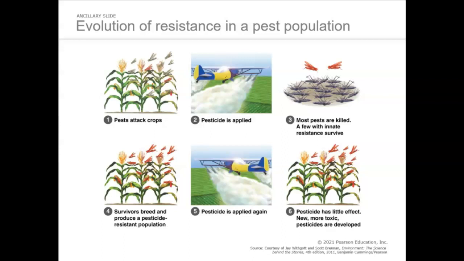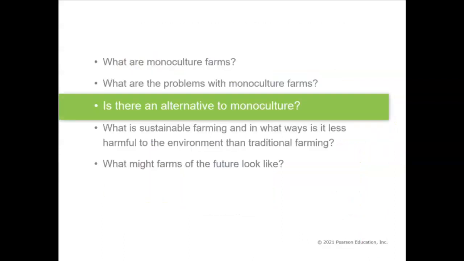When this occurs, a lot of times what farmers do is they have to resort to switching to a more deadly, toxic pesticide, which can then be even worse for the environment once natural selection has evolved. So is there an alternative to monoculture? We've kind of talked about the reasons that monocultures are not great. They typically have a lot of pesticide and herbicide use.